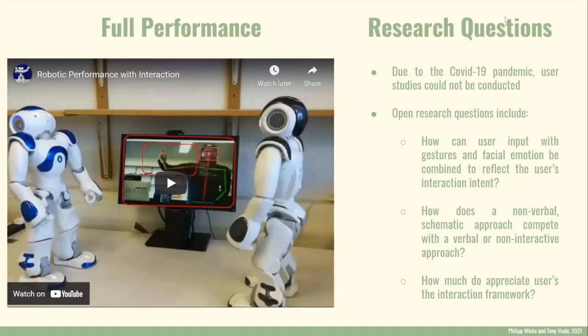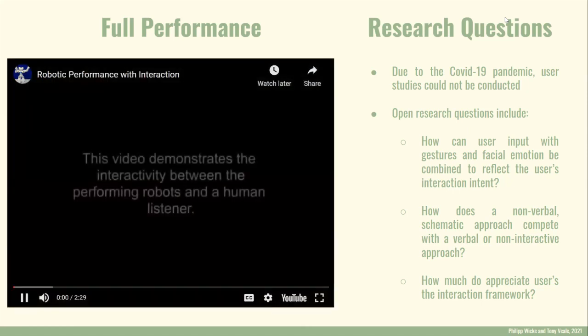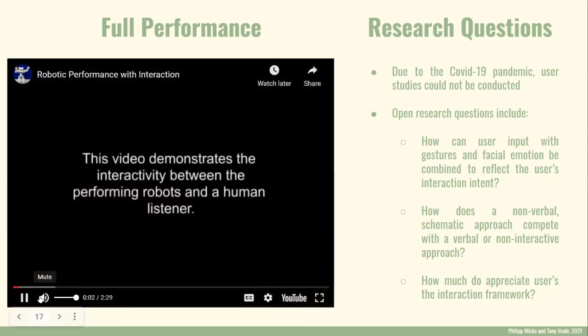So here's a little video of how the robotic interaction might look. If I have a bit more time, I can show that. So these are open research questions, which we couldn't address because this actually requires humans to be in a room with the robots. How does this interaction work? How is this performance or interaction appreciated? And then this would be a demonstration here.